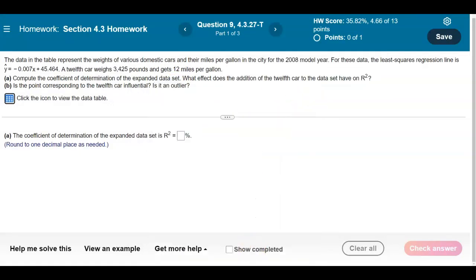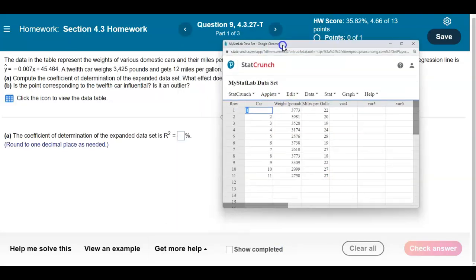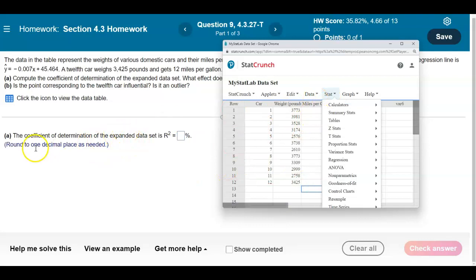Okay, so let me go ahead and close that. So now here's our data, and what we want to do is add the 12th car. We're going to put in the weight in pounds, which is 3,425, and it gets 12 miles per gallon. So with this data, we want to find the coefficient of determination.